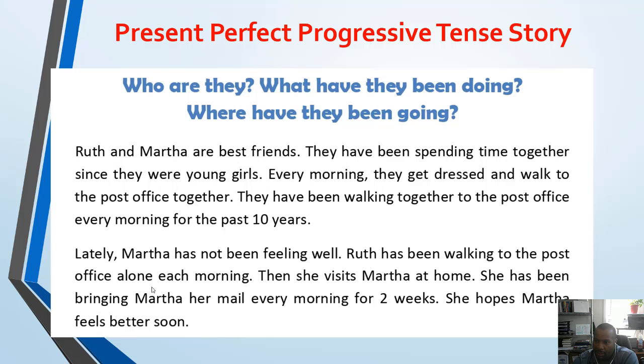Lately, Martha has not been feeling well. Ruth has been walking to the post office alone each morning. Then she visits Martha at home. She has been bringing Martha her mail every morning for 2 weeks. She hopes Martha feels better soon. Okay, so now we know what our present perfect progressive story says. Let's look at some exercises to help us to practice using the present progressive tense.